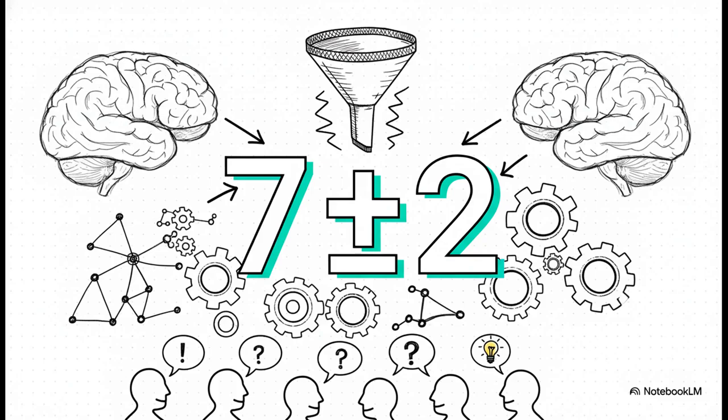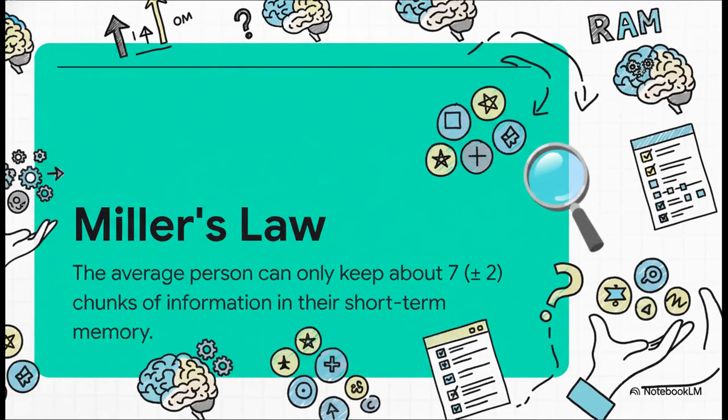And then there's this famous number. You might have seen it before. 7 plus or minus 2. It looks so simple, but it actually represents one of the most critical bottlenecks in the human mind, a hard limit that designers are constantly bumping up against. It's known as Miller's Law. Basically, our short-term memory, think of it like your brain's RAM, can only juggle about 7 chunks of information at any given time. So when an app throws a menu at you with like 15 different options, it's literally overloading your mental capacity.